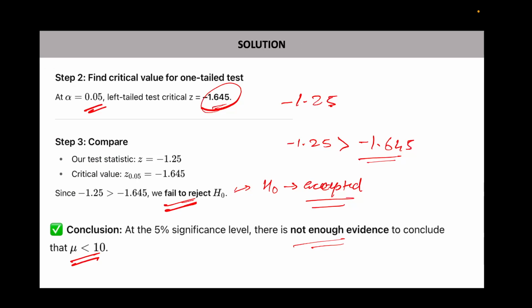If here the answer would have been anything less than minus 1.645, then in that case the null hypothesis would be rejected.